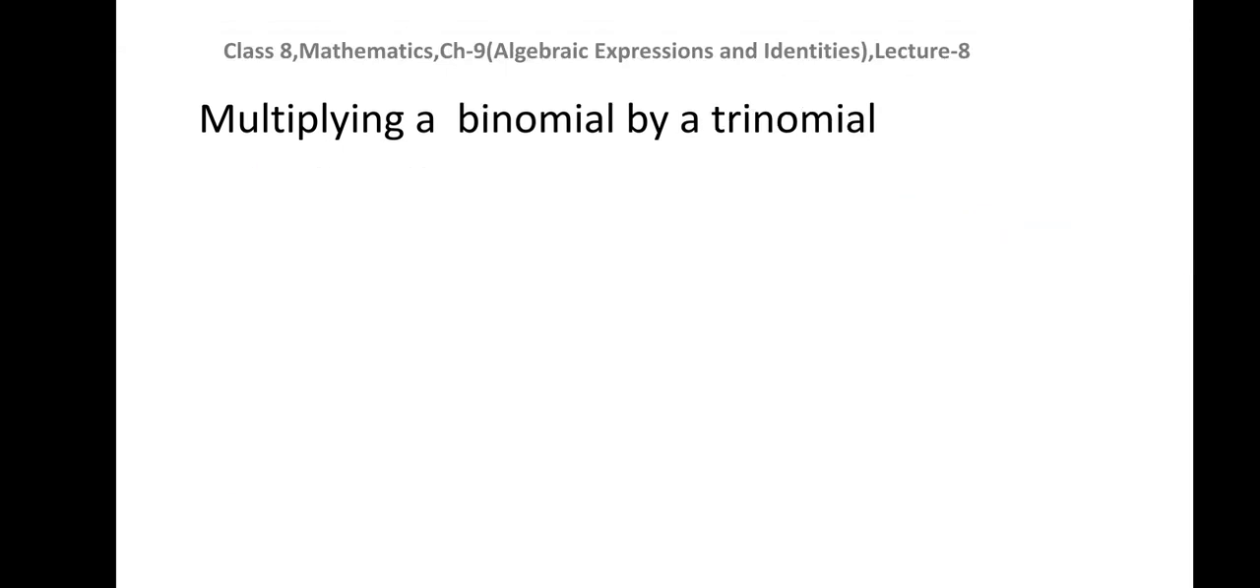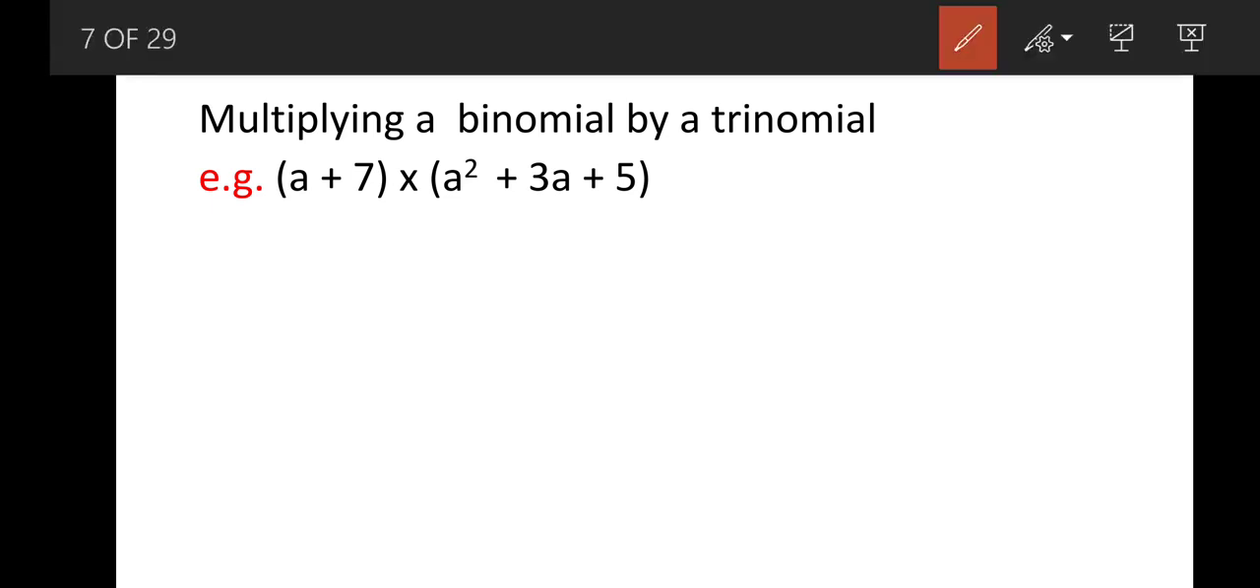Now multiplying a binomial by a trinomial. This is another subtopic under the topic multiplying a polynomial by a polynomial. See this example and you will be able to understand. Similarly, we need to multiply each term of one polynomial with each term of the other polynomial. So a is to be multiplied completely by this, and then 7 is to be multiplied completely by this.